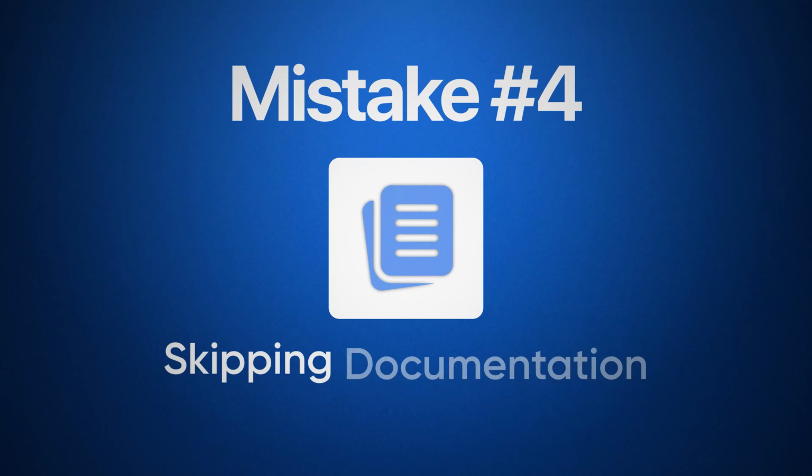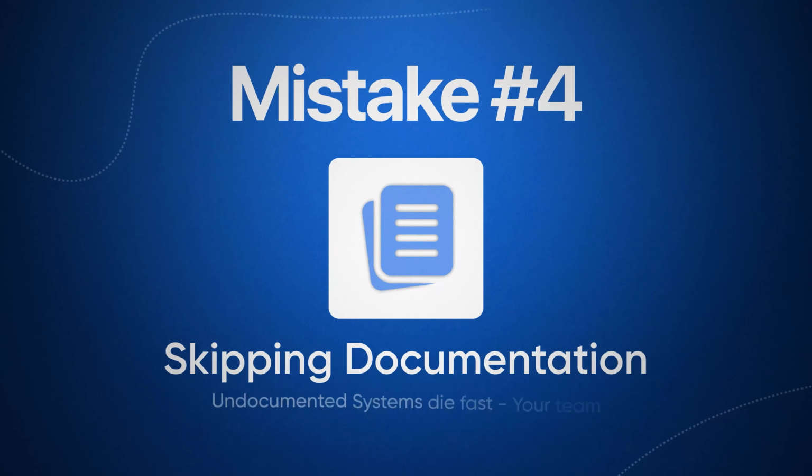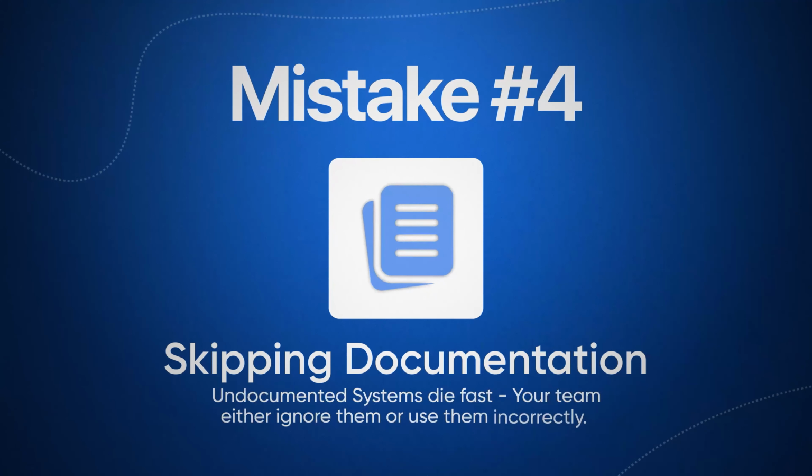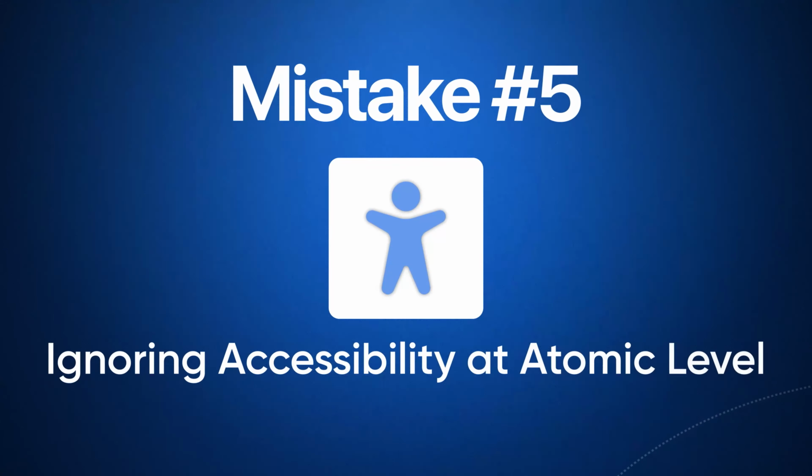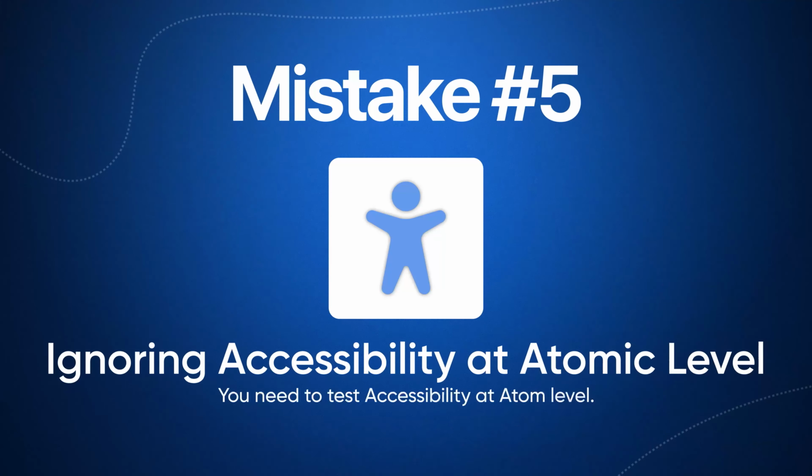Mistake number 4 is skipping documentation. Undocumented systems die fast. Your teams ignore them or use them incorrectly. To hold themselves accountable on this, many organizations like Microsoft, Apple, and Salesforce make their documentation public. Check them out, there's some wonderful examples to model your system after. And number 5, ignoring accessibility at the atomic level. You need to test accessibility at the atom level. If your atoms meet WCAG standards, everything built from them inherits that same accessibility standard.